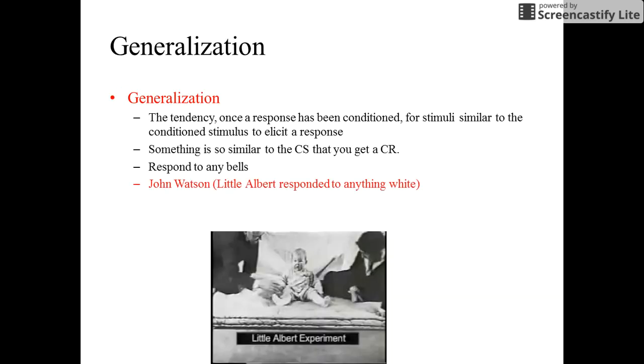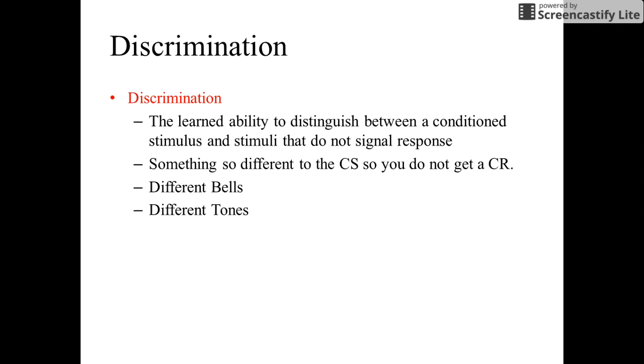Generalization is the tendency, once a response has been conditioned, for a similar stimulus to trigger a similar response. So if you have something that's so similar to the conditioned stimulus, you could get it to trigger a response. So if you play a bell and you've been trained with bells, even though the bell may be different, it would still elicit a response. John Watson experimented with this with little Albert. He saw that little Albert would respond to anything white, even though it wasn't the rabbit.